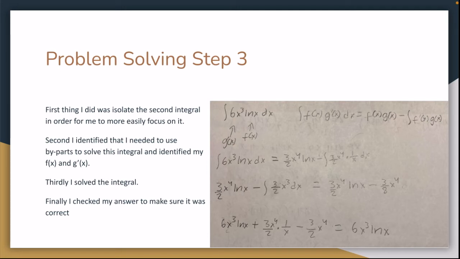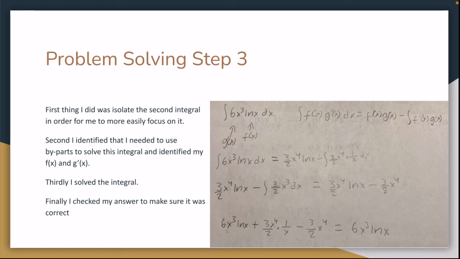So I got the integral of 6x cubed times the natural log of x dx is equal to 3 over 2 x to the 4th times x to the 4th, which is just g of x, times the natural log of x minus the integral of 3 over 2 x to the 4th times 1 over x, which is the derivative of natural log. I can now simplify this as 3 over 2 x to the 4th times the natural log of x minus the integral of 3 over 2 x cubed times x cubed dx.